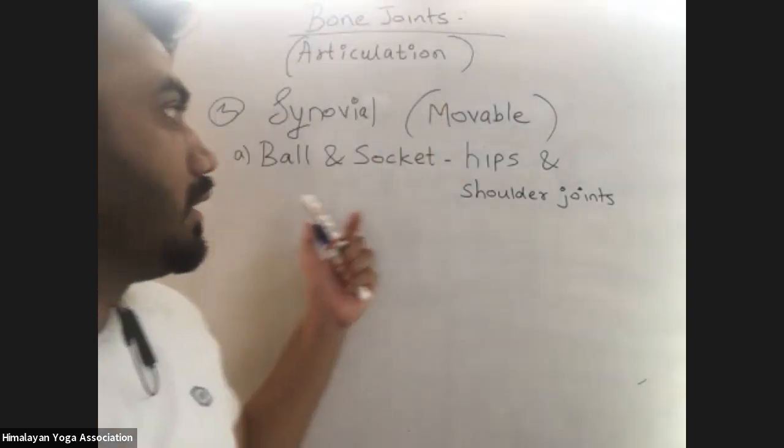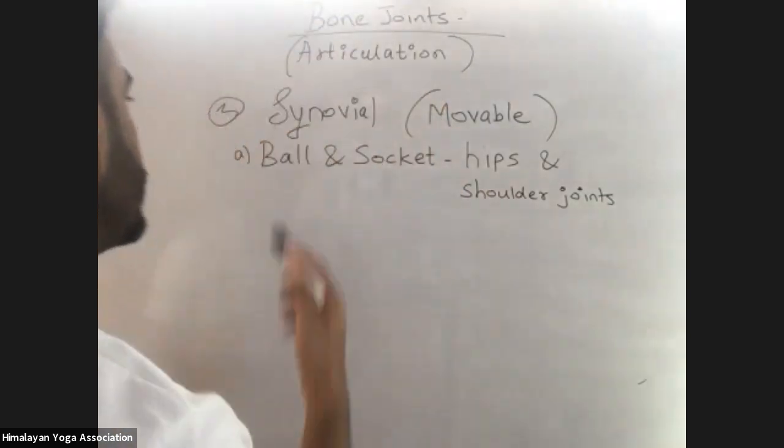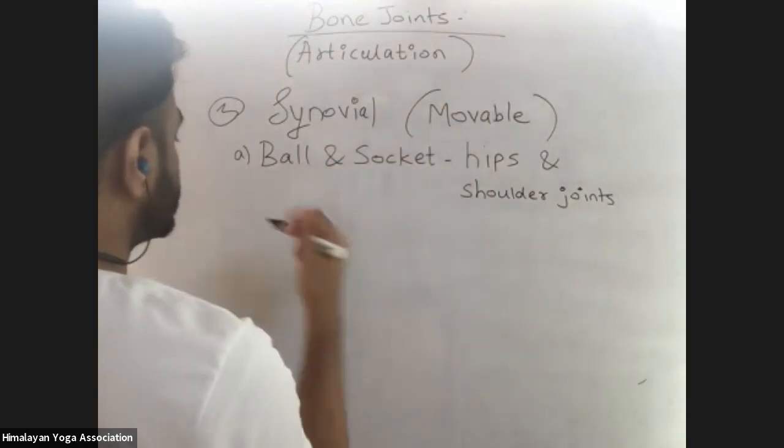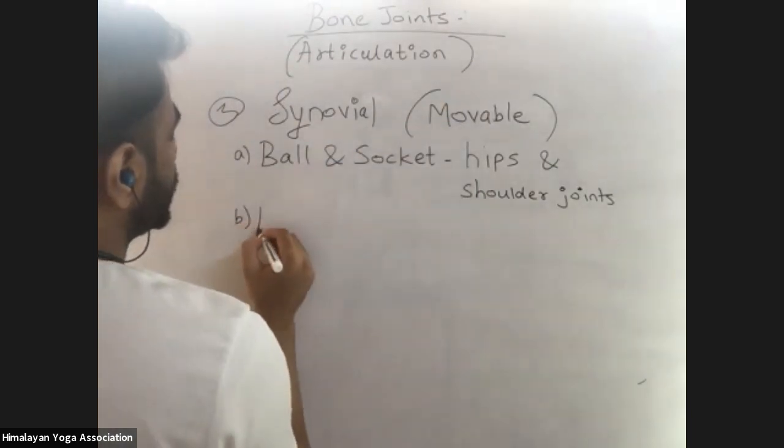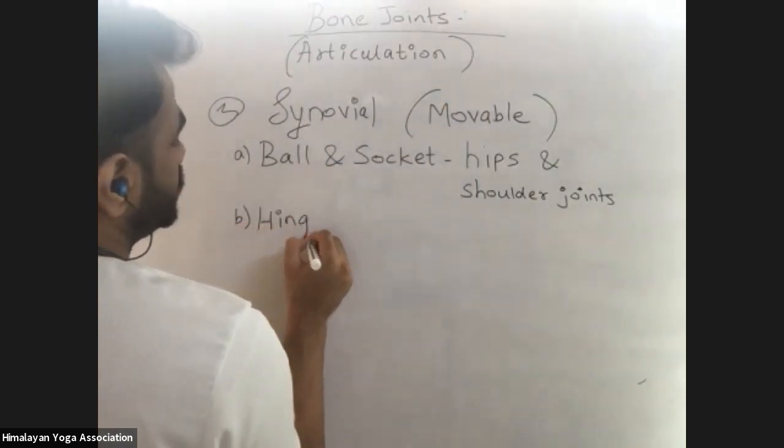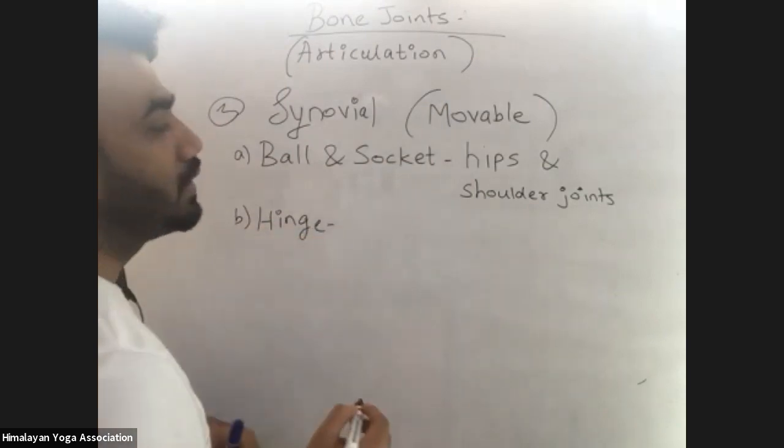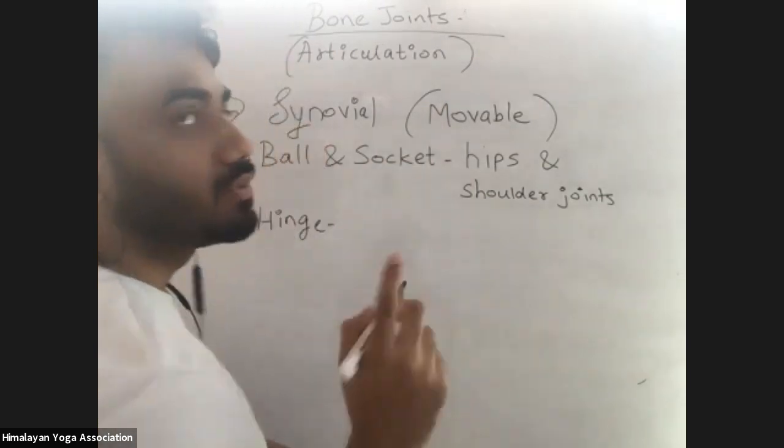Got it? The next example of a movable bone joint is hinge joint. Hinge joint, for example, only has movement in one direction.